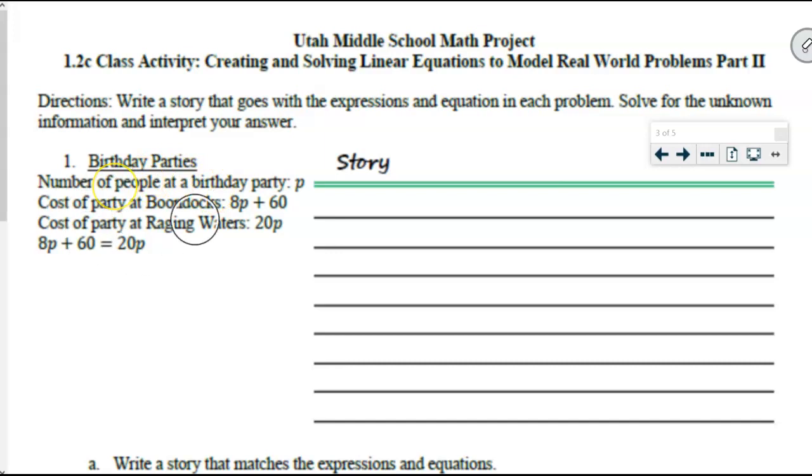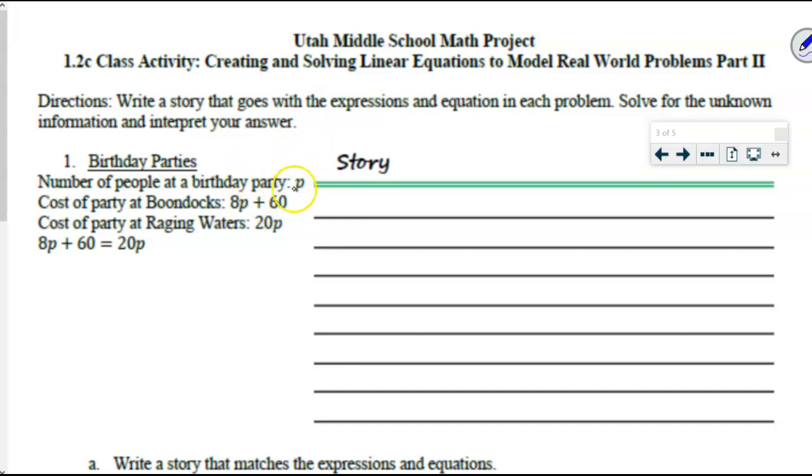This one, the equation is already written, but we need to interpret the different parts of that equation to make a story. What we know is that the number of people at a birthday party is P. The cost of a party at Boondocks is 8P plus 60, and the cost of a party at Raging Waters is 20P. So we need to interpret what every part of that actually means. What is this 8P plus 60? Why would we be taking that P, which is the people, and multiplying it by 8? And then what does that plus 60 actually mean?